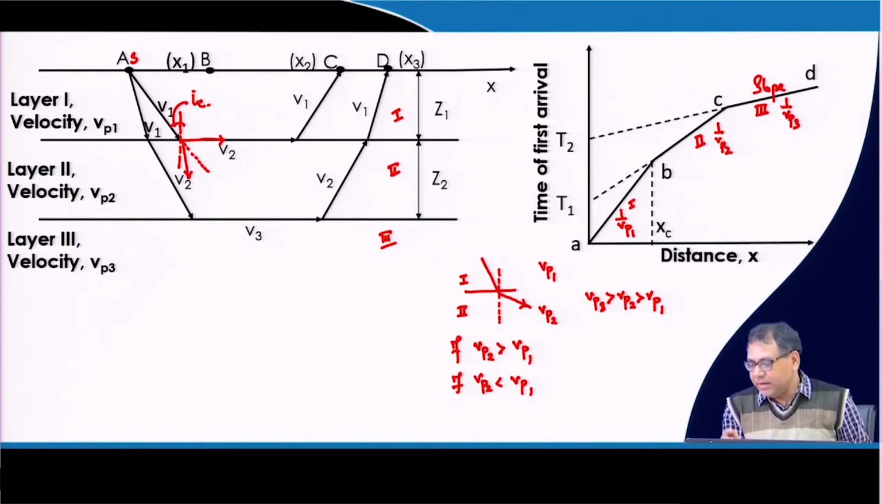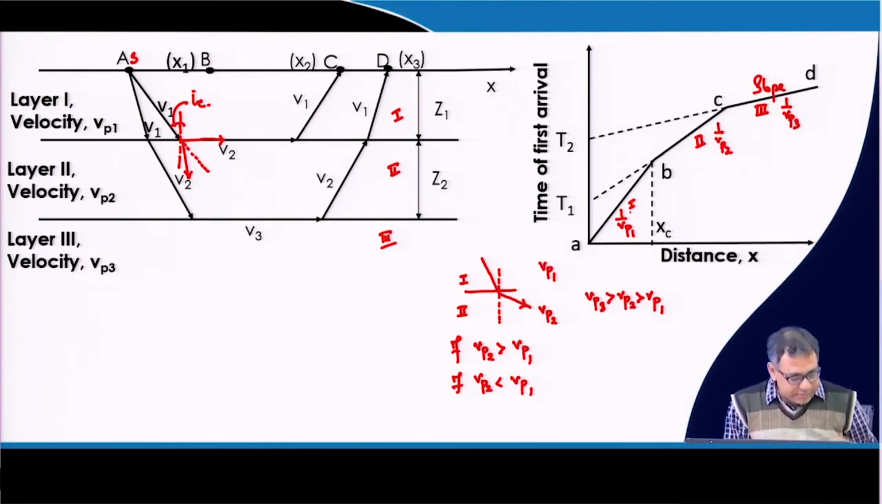So if there is a change in slope, that means a change in layers, and you have to calculate the velocity of each layer. This slope will give us 1 by the velocity of that layer. This way I will get the velocity of each layer.